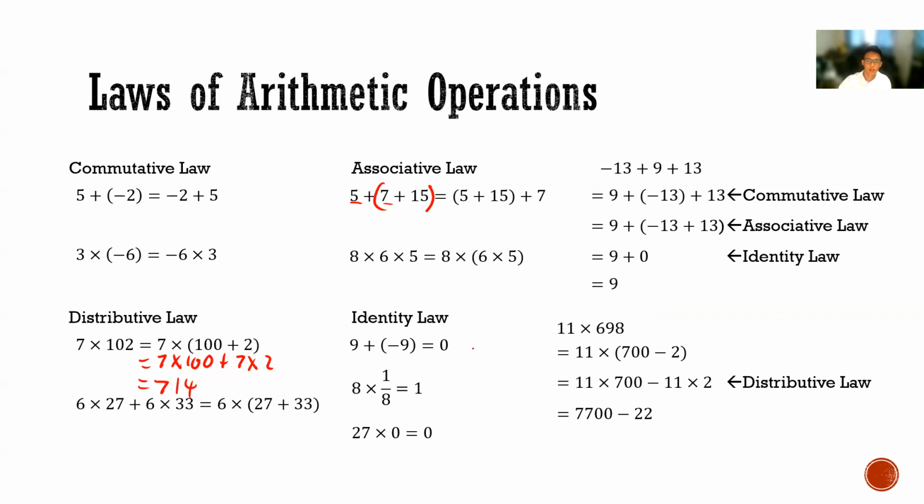Identity law is just like all the special multiplication, division, plus, minus, and all. Like when you plus negative of the same number, it's 0. Or when you times 1 over the same number, it is 1. If you times 0, anything is 0. If you times 1, it still remains as the number. So these are the identity laws.